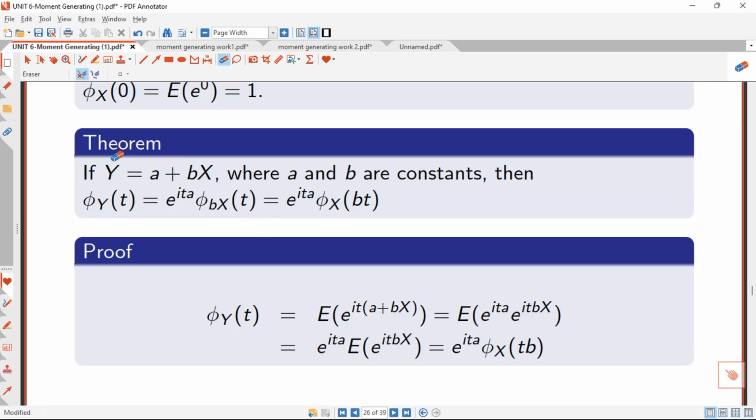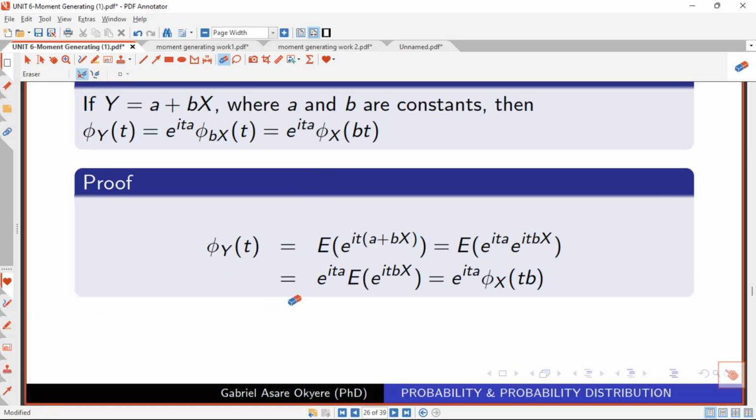And the theorem here also says that if y is equal to a plus bx, where a and b are constants, then the characteristic function of the random variable y will be equal to e raised to the power i t a times the characteristic function of x, right? Of which this is what we are going to get, right?